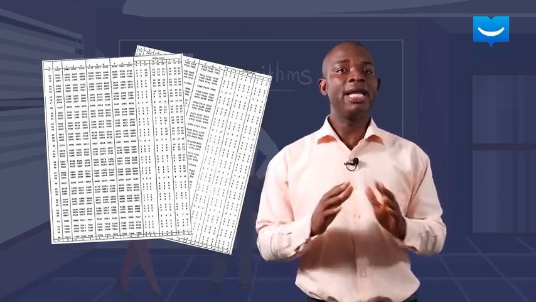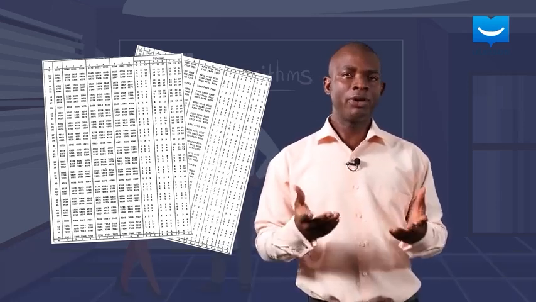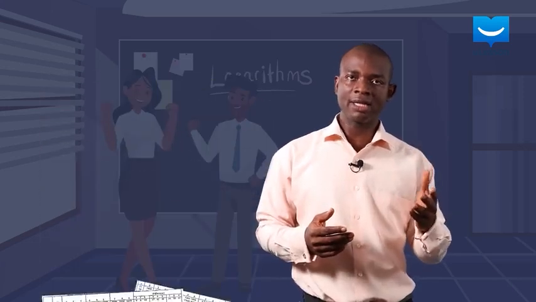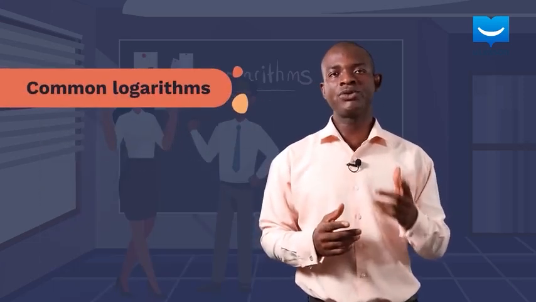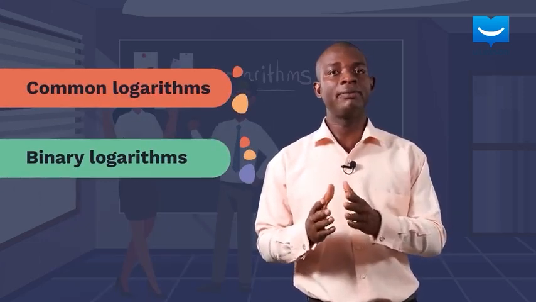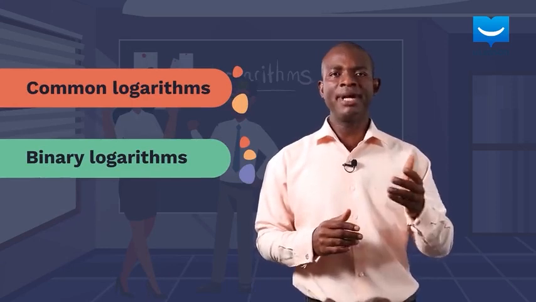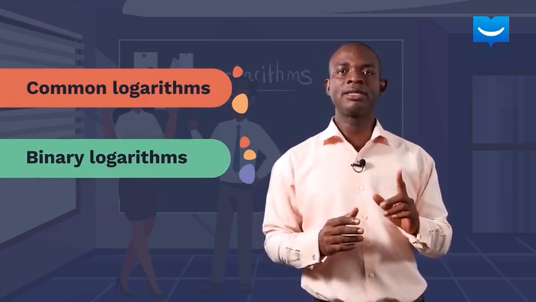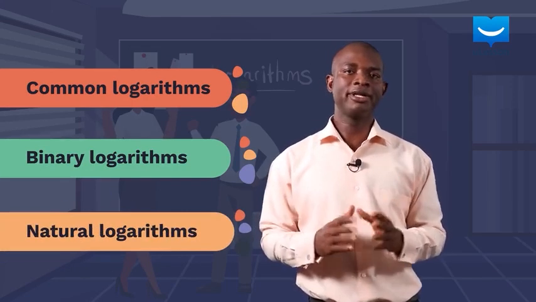Logarithms can come in any base except 0. But the most dominant bases are the base 10, called the common logarithm, base 2, called binary logarithm and used in computer science, and base e, a mathematical constant, called natural logarithm.